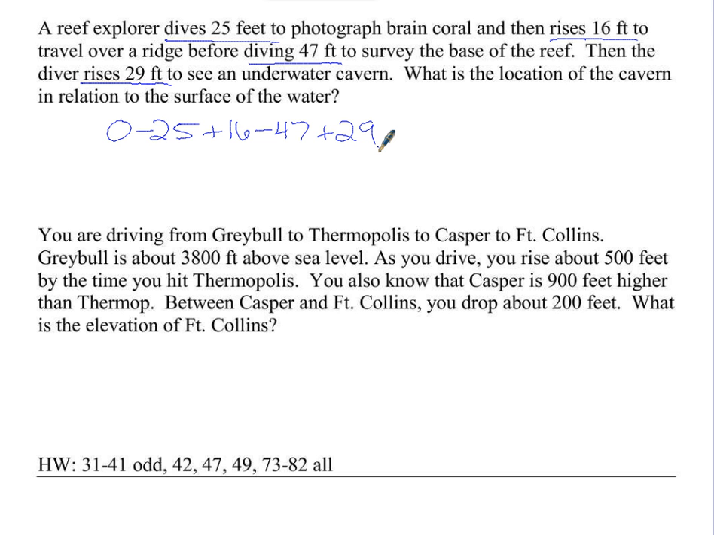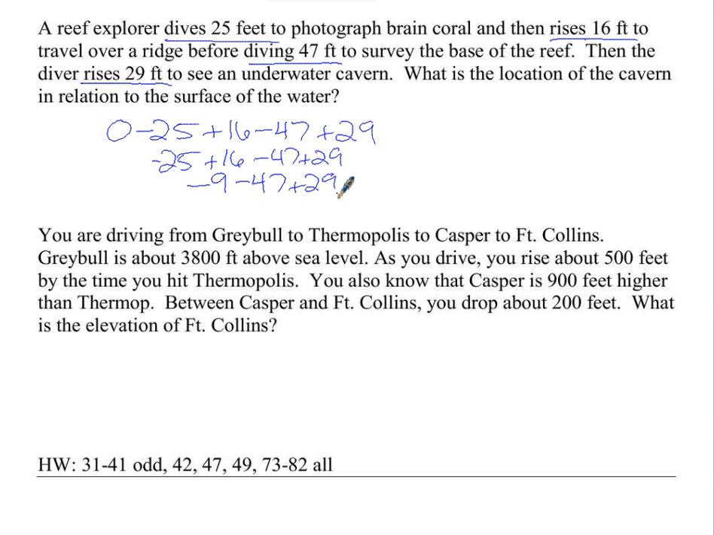Where are we at? Well, we just follow GEMS. GEMS says subtraction and addition at the same time from left to right. All we have is subtraction and addition, so we're just going to work our way from left to right. We have 0 minus 25, which is negative 25. So we have negative 25 plus 16 minus 47 plus 29. Negative 25 plus 16 now. We're just working our way over from left to right. These have opposite signs. The bigger number is the 25, so we're going to subtract these two numbers. 25 minus 16 is 9. Keep the sign of the bigger number, which in this case was negative. So negative 9 minus 47 plus 29.